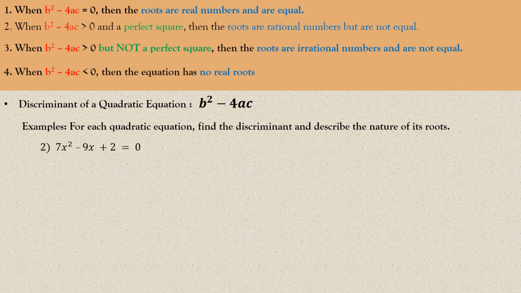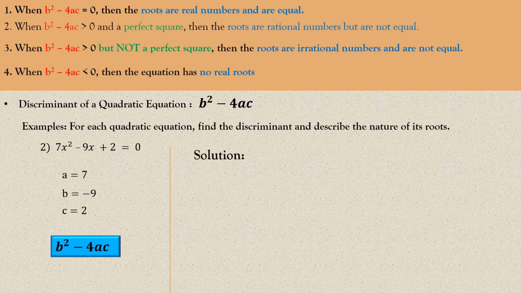Okay, let's have this example. 7x squared minus 9x plus 2. Again, find the value of your ABC. 7, negative 9, and 2. Then the discriminant, b squared minus 4ac. Then, solution, you have to substitute the values of your discriminants. B squared is negative 9 squared minus 4a times 7, since a is equal to 7, and times 2. Okay, negative 9 squared is 81 minus 4 times 7 times 2 is 56. So subtract, the result is equal to 25.